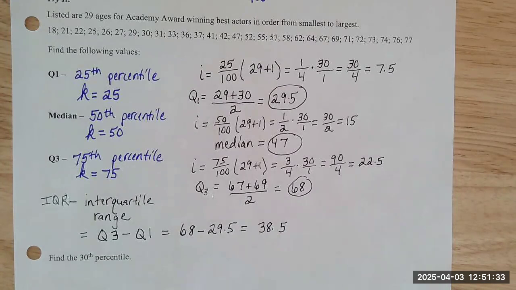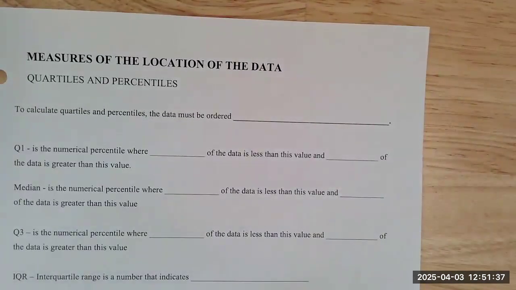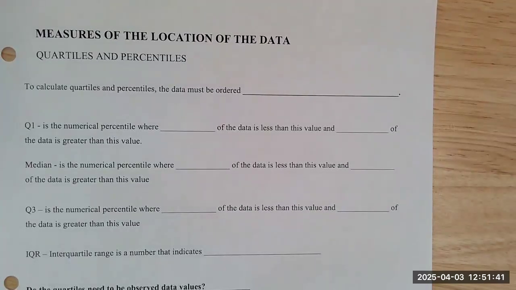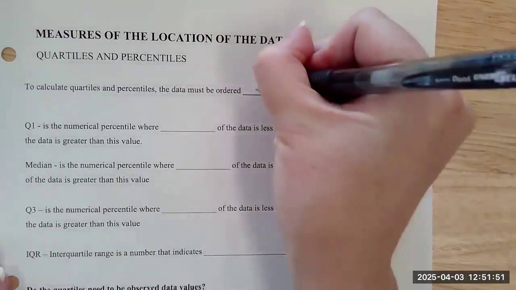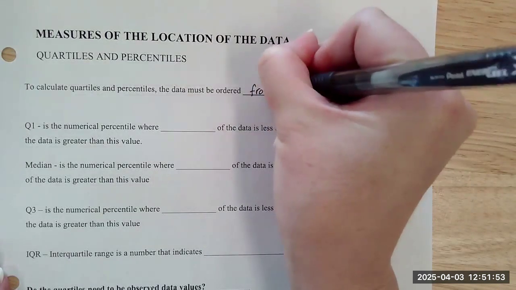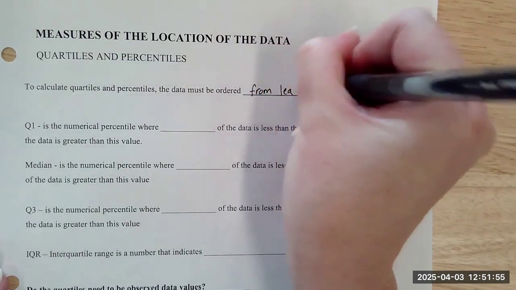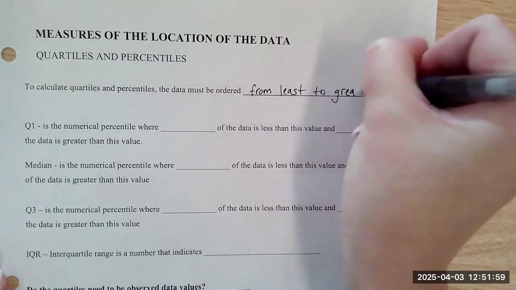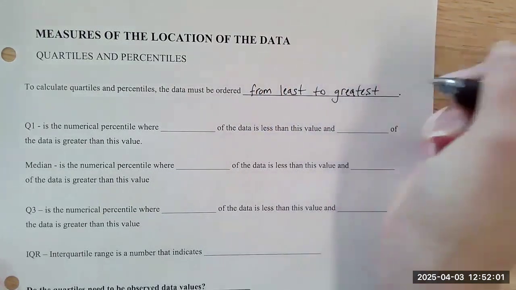So first page of the packet, if we go backwards, it says, to calculate quartiles and percentiles, the data must be ordered from least to greatest or smallest to biggest. Yep. Perfect.